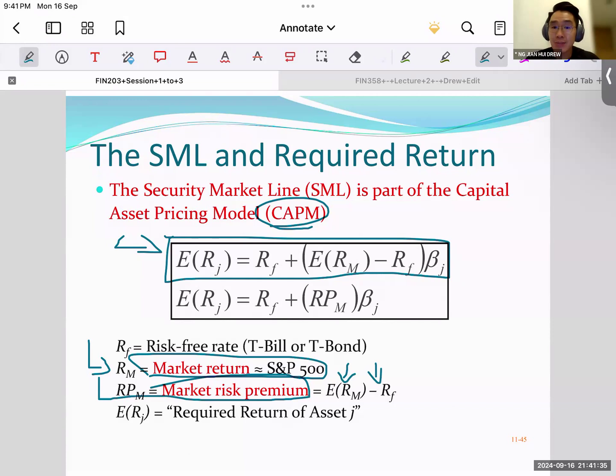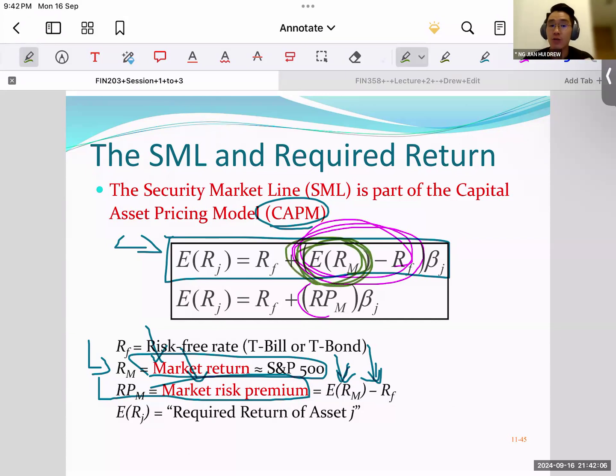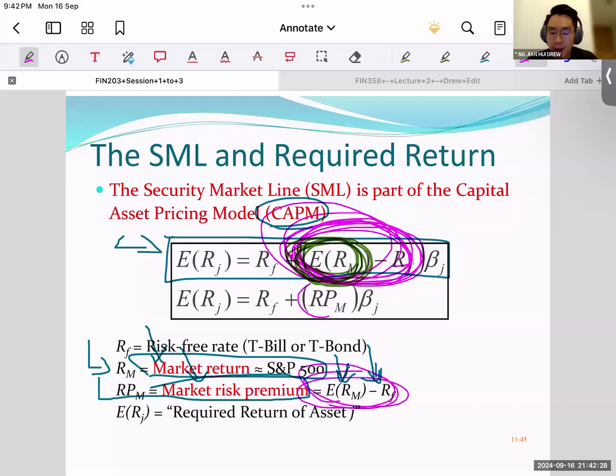In assessments, you need to read very carefully what they are giving you. Are they giving you market return, which is RM, or are they giving you market risk premium, which is expected RM minus RF? In other words, are they already giving you this chunk, or are they giving you something different? Please read the question carefully. What number are they giving you? Sometimes they say the market risk premium is 2%, which means that E(RM) minus RF is 2%. Sometimes they say the market return is 2%, which means they are only giving you this one. So please be very careful.